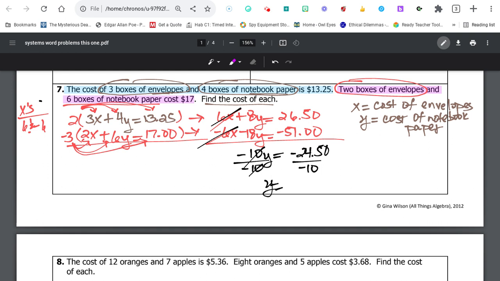Let's push that decimal one place to the left. That's going to give me $2.45. So I solved for Y, and Y was the cost of the notebook. So notebook paper costs $2.45.